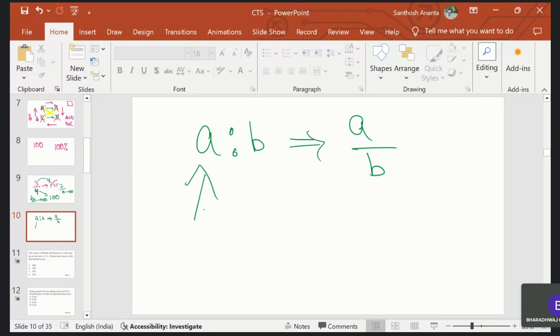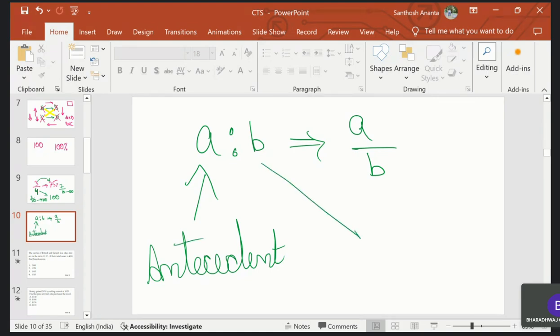In a ratio A is to B, the first term A is called the antecedent, and the second term B is called the consequent.